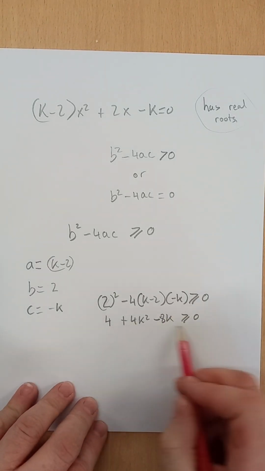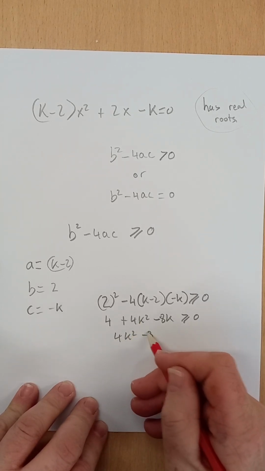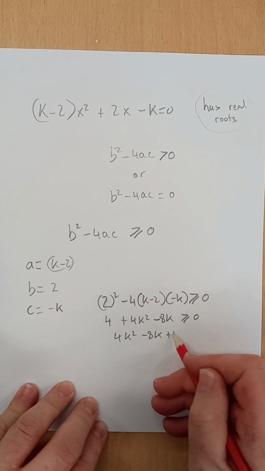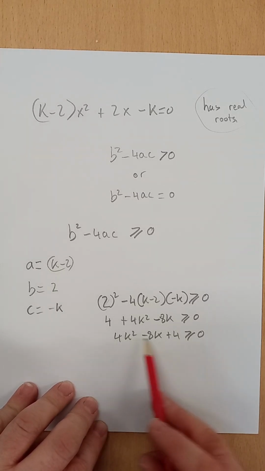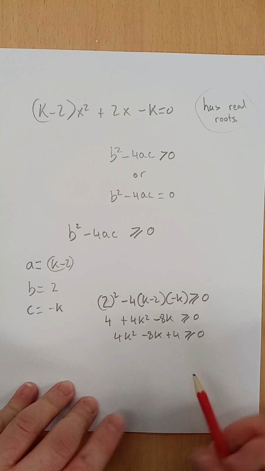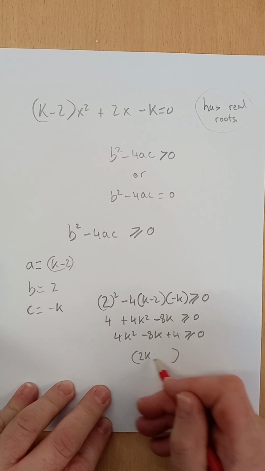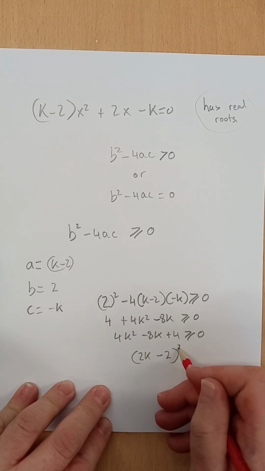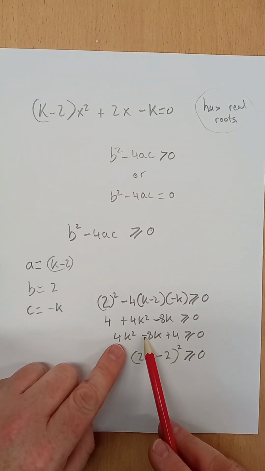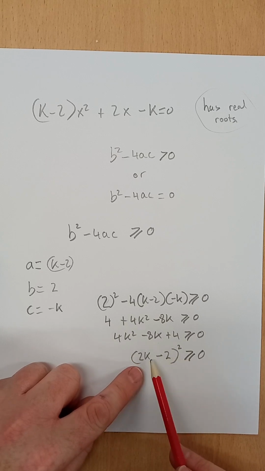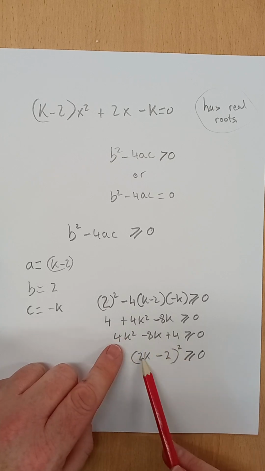Now I'm going to rearrange this to make it look like a quadratic. Now, there has to be a way of simplifying this. You could divide everything by k or by 4, and you get k² − 2k + 1, which would be the perfect square (k − 1)², or in this case (2k − 2)², the same thing.